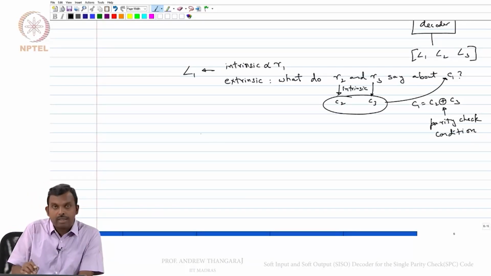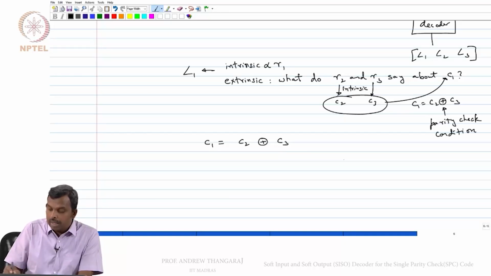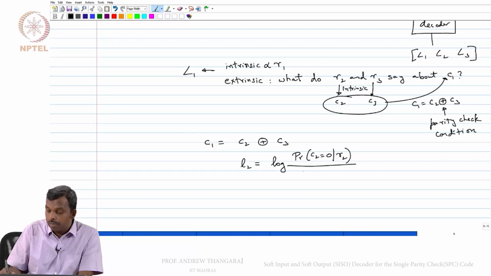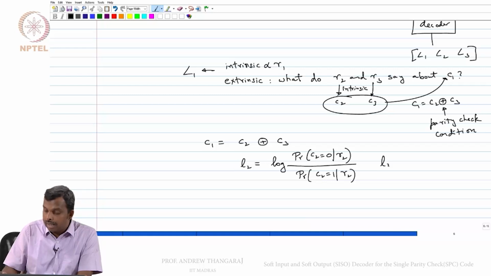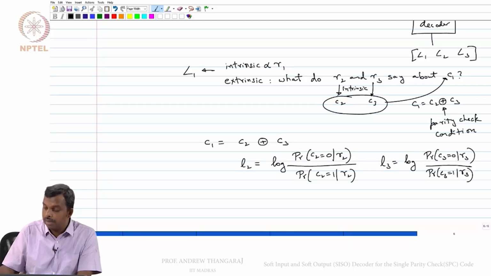So let me show it in a slightly different way here. I have C1 equals C2 XOR C3. And somebody tells me that L2 is the log of probability of C2 equals 0 given R2 divided by probability of C2 equals 1 given R2, and then L3 is log of probability of C3 equals 0 given R3 divided by probability of C3 equals 1 given R3. So this is given to me.